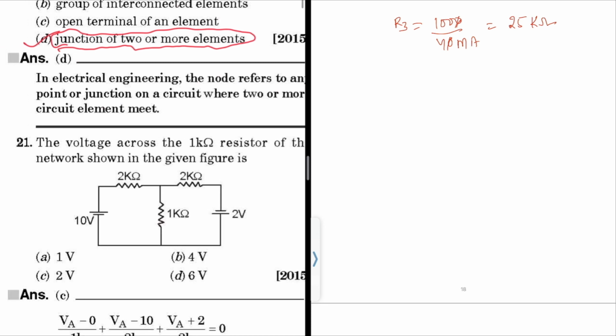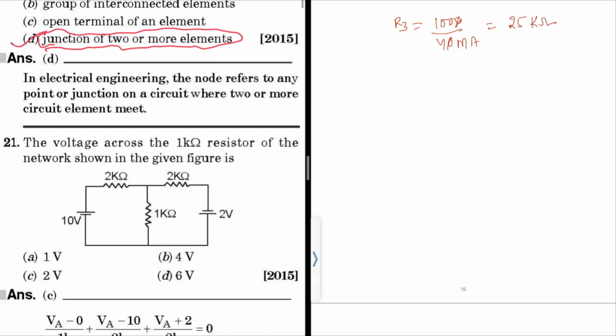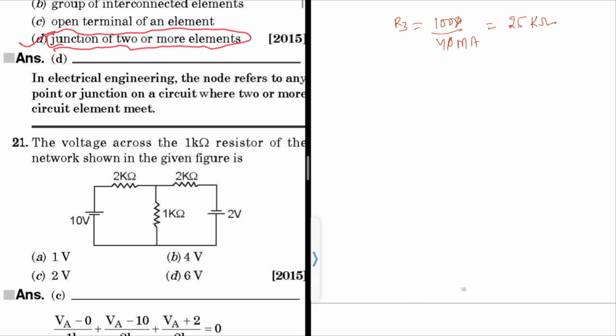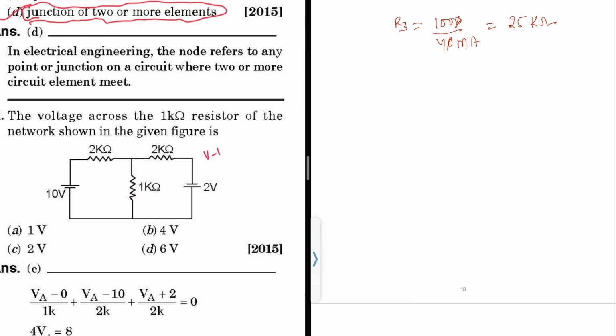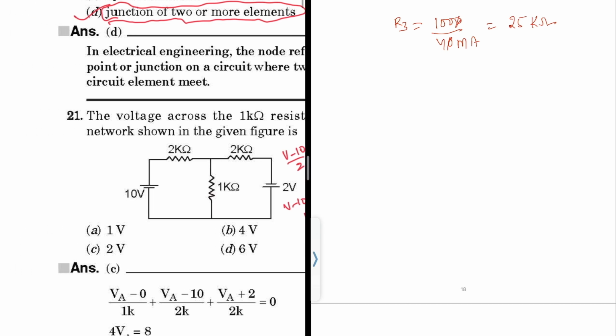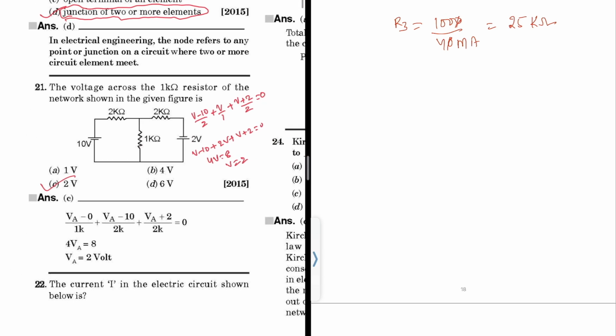Okay. Coming to the 21st question, the voltage across the 1 kilo ohm resistor of the network shown in the figure. They want the voltage across this, V. So this is just a simple nodal analysis question. (V minus 10) by 2, plus V by 1, plus (V plus 2) by 2 equal to 0, right? So if you solve this, V minus 10 plus 2V plus V plus 2 equal to 0. So 4V equal to 8. So V equal to 2 volt. So option C will be the answer.